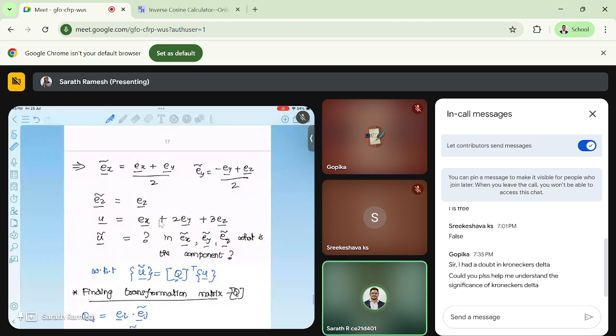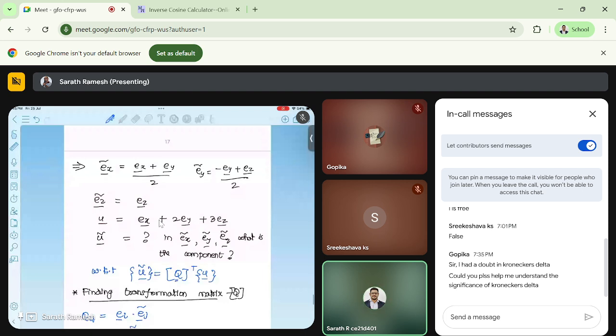E2 dotted with E2 tilde. Okay. So, E2 is Ey again. What is E2 tilde? E2 tilde is minus Ey plus Ez by 2, which is minus 1 by 2. What is Q32?